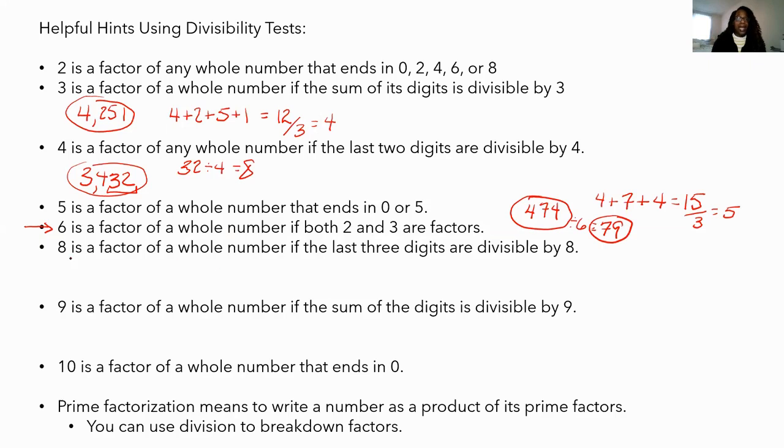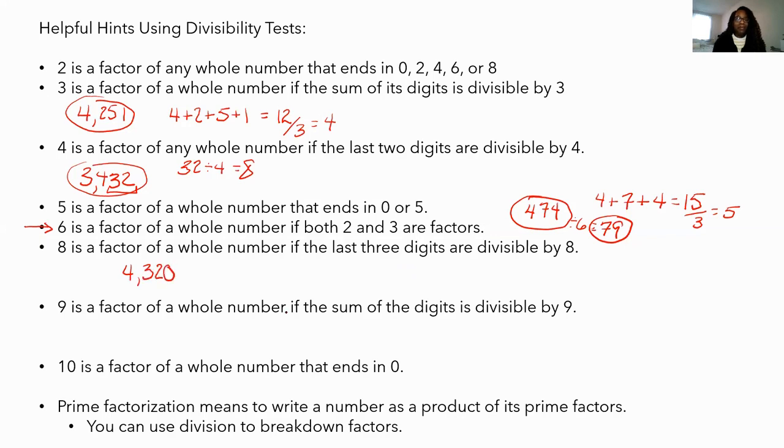So now for 8, 8 is a factor of a whole number if the last 3 digits are divisible by 8. So when you're looking at 4, you're looking at the last 2 digits. When you're looking at 8, you're looking at the last 3 digits. So let me give you 4,000. Yep, we're back to the thousands again.